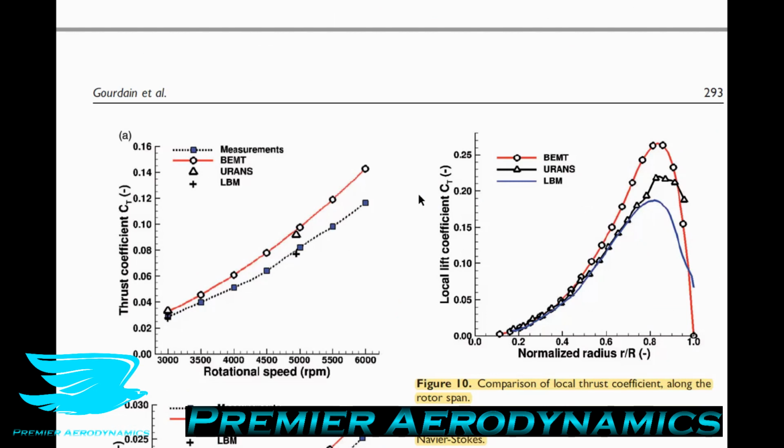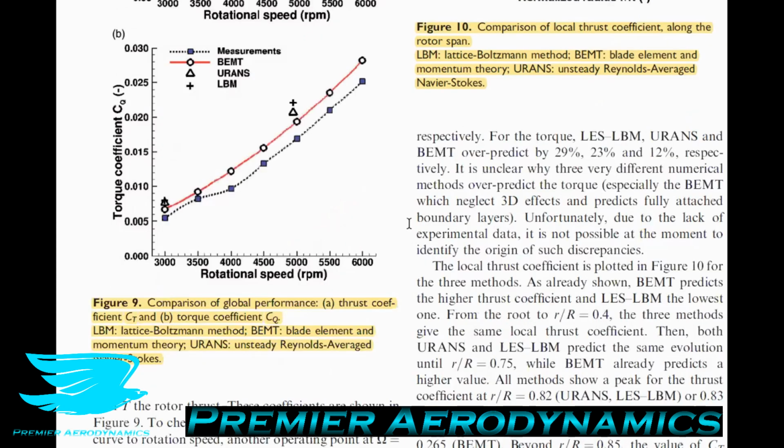So in other words, pretty much at any RPM, the LBM approach quite accurately predicts the thrust coefficient, whereas the BEMT and URANS approaches do not. However, for the torque coefficient, none of these approaches accurately predict it, but some are better than others. They say that at an RPM of 4,950, the LBM, URANS, and BEMT overpredict the torque coefficient by 29%, 23%, and 12% respectively, so it's getting better.